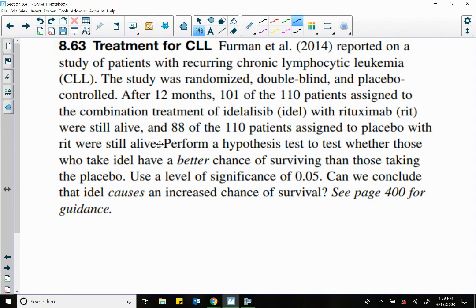All right. So the study was randomized, double-blind, and placebo-controlled. And that's huge. Okay. So after 12 months, 101 of the 110 patients assigned to the combination treatment of IDEL with RIT, because I'm not going to try and pronounce those words, were still alive, and 88 of the 110 patients assigned to placebo with RIT were still alive. So perform a hypothesis test to test whether those who take IDEL have a better chance of surviving than those taking the placebo. Okay.